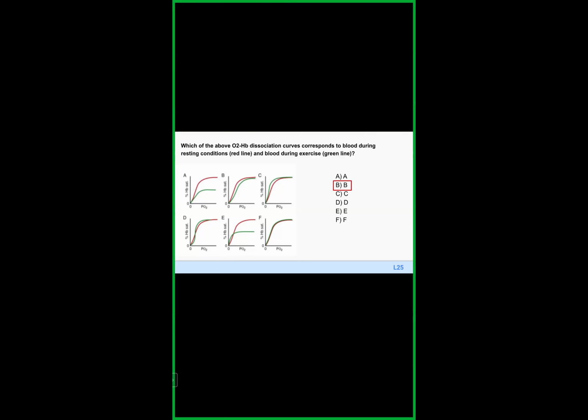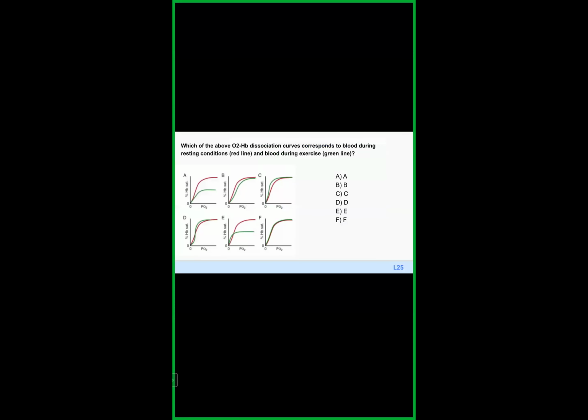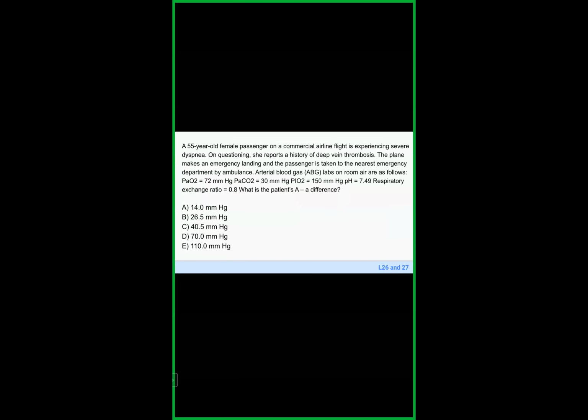So when you have exercise, you're increasing the amount of CO2 that's released. You're also increasing the hydrogen ion concentration. And also by exercising, you're increasing temperature. And like I mentioned previously, increase in CO2, increase in hydrogen ion concentration, and increase in temperature cause a right shift. And that's what's seen in B. So great job, guys. Okay, next question.